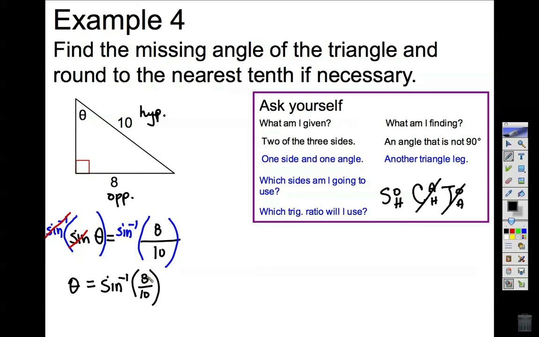Again, you have to do this in your calculator. Make sure that your calculator is also in degrees. Once you put that in your calculator, you get that theta equals 53.13, and so on, but I don't care about the rest of the decimal because I'm rounding to the nearest tenth. So theta is going to equal 53.1 degrees.